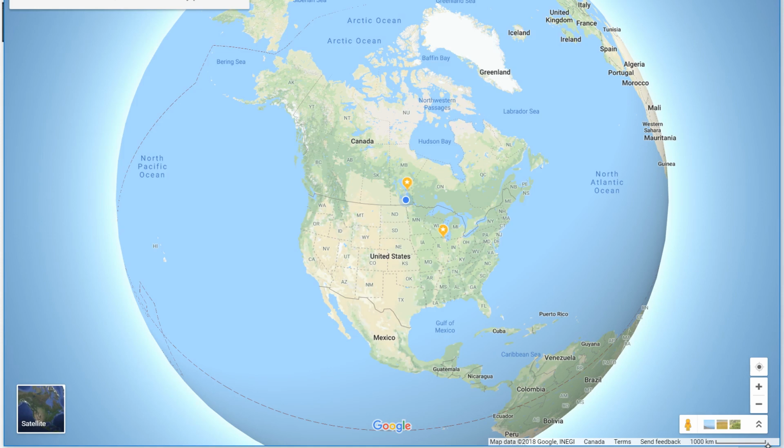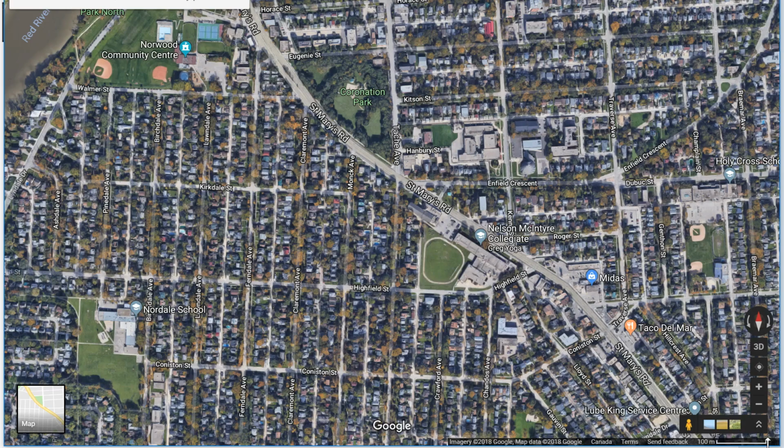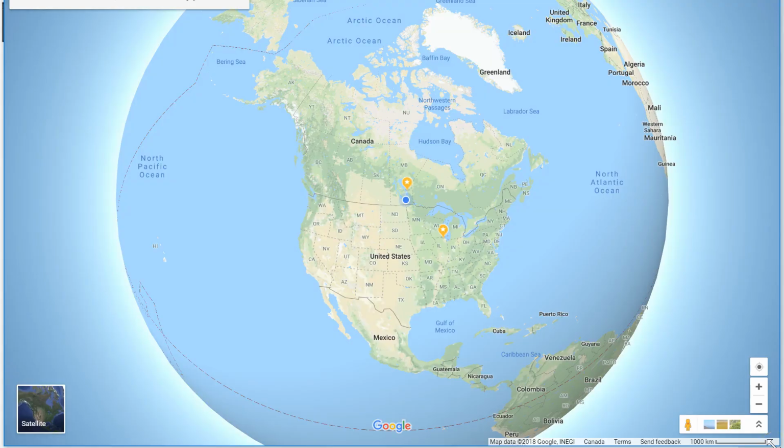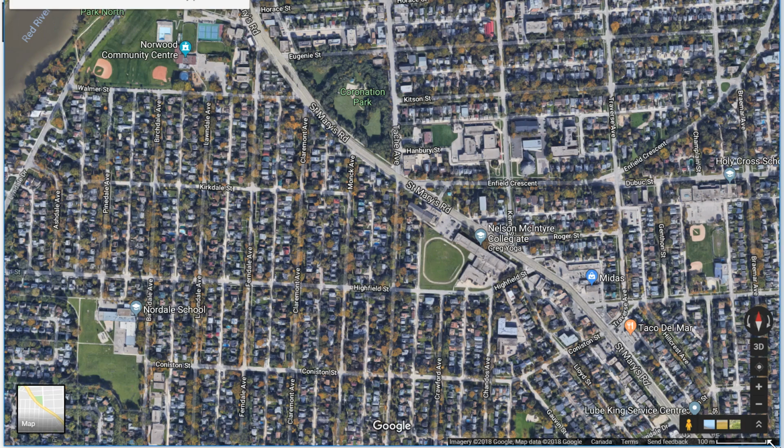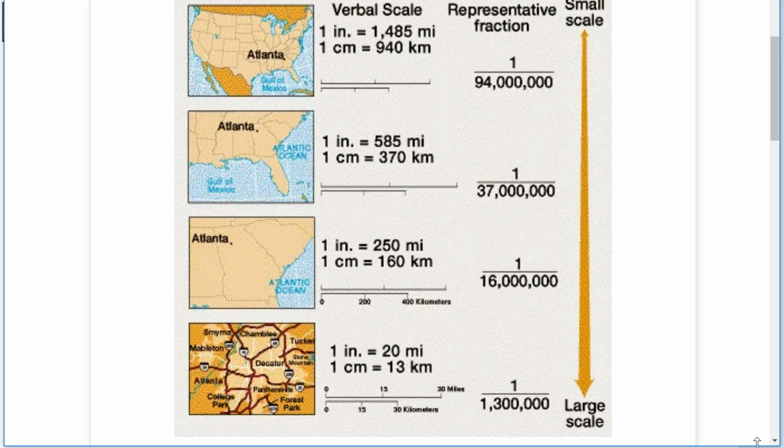If we zoom in a whole bunch, I'm from Nelson McIntyre Collegiate in Winnipeg here, and we are talking about the scale of this. This is our school here from overhead. Now check out how this changed. The line is actually pretty close to the same size, but now instead of that length representing 1,000 kilometers, it's only representing 100 meters.